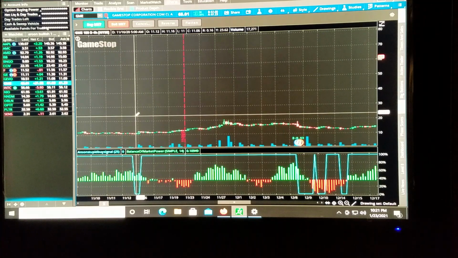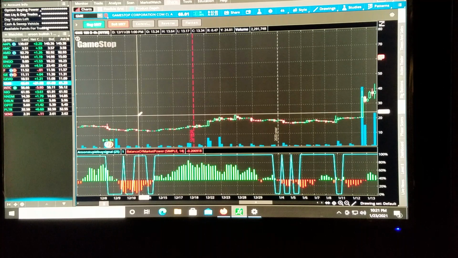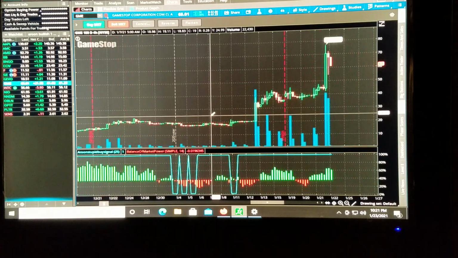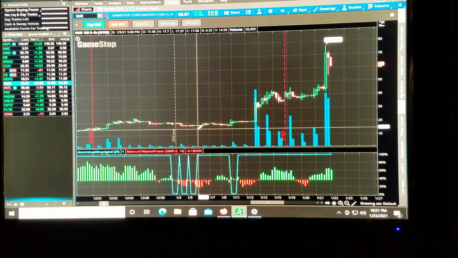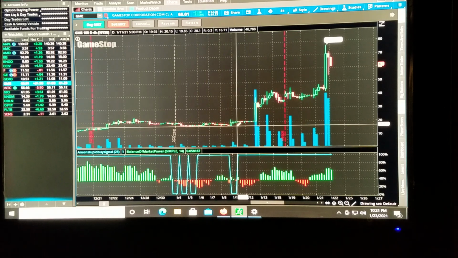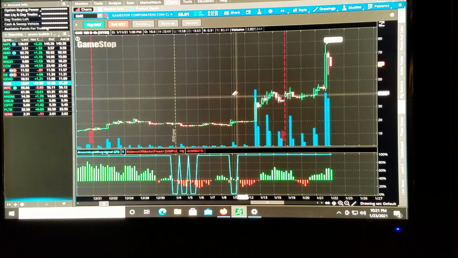That was a pullback into the green. Pull back into the red here when price goes up. Pull back into the red here, price goes up some. And pull back, price goes up some. Price really shoots up here.